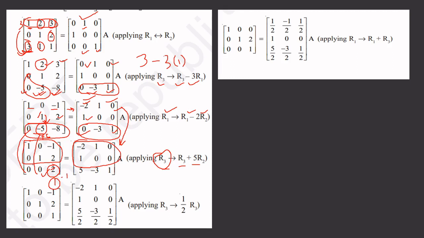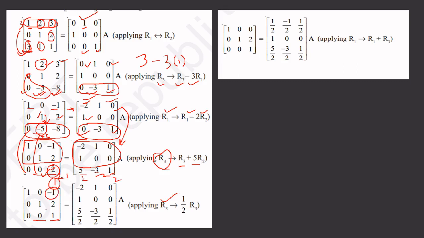So the elementary operation here is that row 3 will be divided by 2. Here it is, row 3 divided by 2, and we get this. Also we have to divide this row: minus 3 by 2 and 1 by 2. Okay, now what is the next step? We have to make minus 1 into 0.